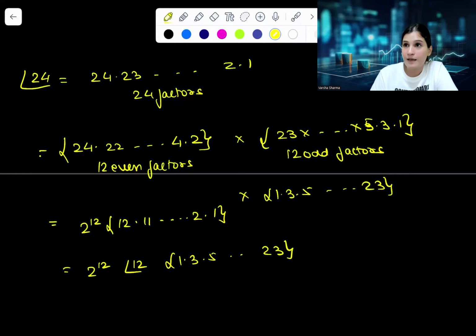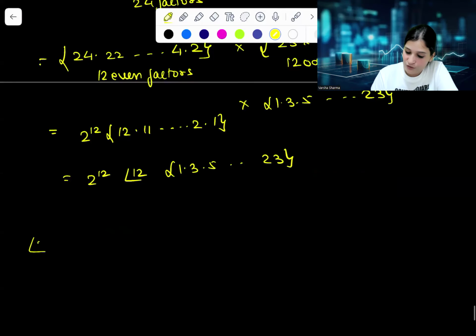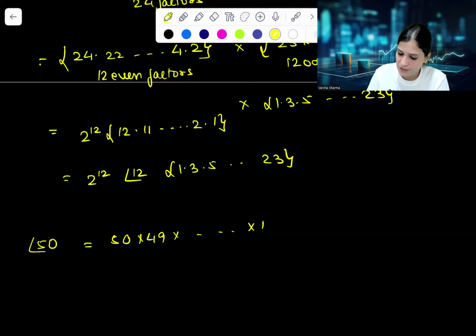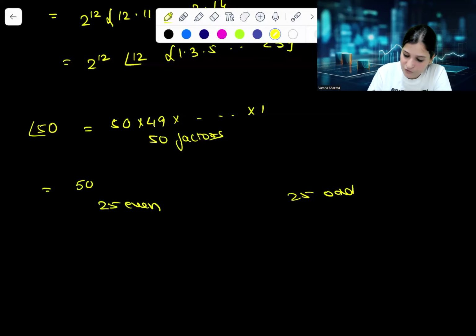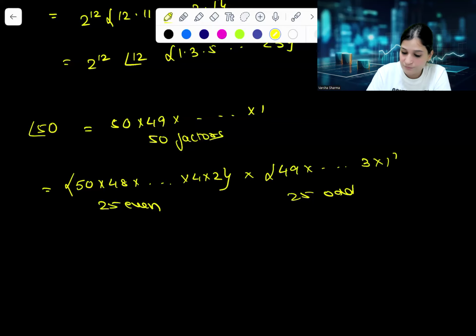Yes, ma'am. Can you see a pattern? Yes, ma'am. So if it is factorial 50, when I open, how many numbers will come? 50 numbers. From 50, 49 till 1, there will be 50 factors. How many even, how many odd? 25 are even, 25 are odd. When I'm writing even, I'll start from 50, 48 till 4 into 2. When I'm writing odd, I'll start from 49 till I end up at 3, 1.